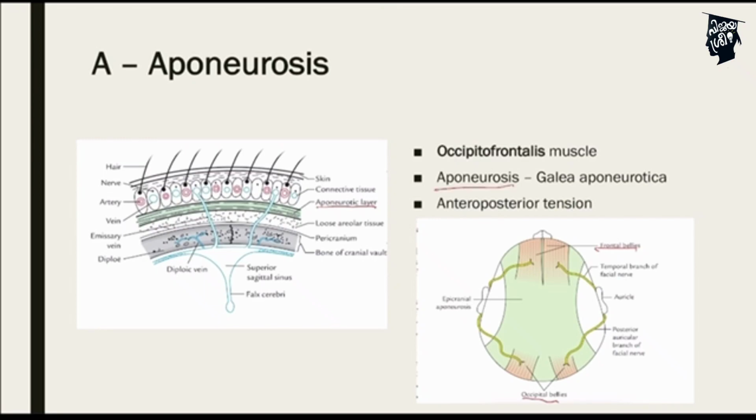And we have the aponeurosis, the green structure that is seen in the figure, which is nothing but the fibrous layer which connects the bellies of the muscle. This is also called the galea aponeurotica.